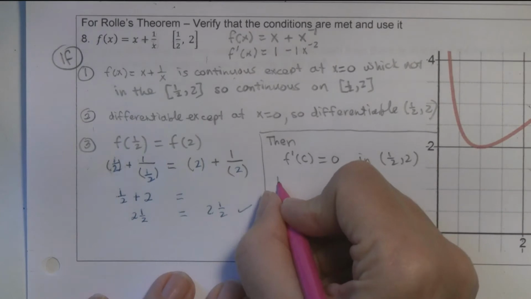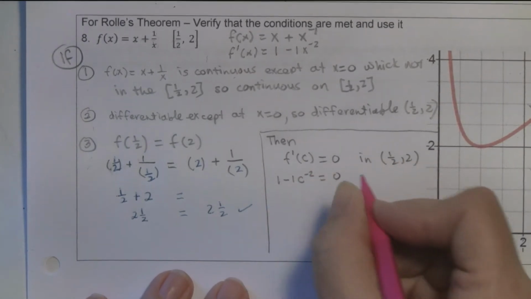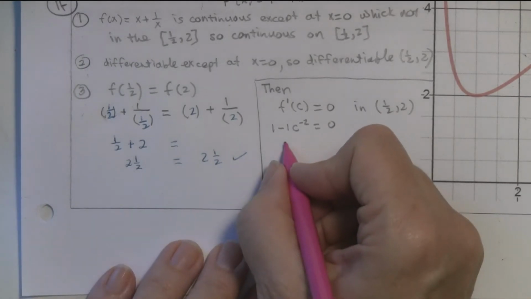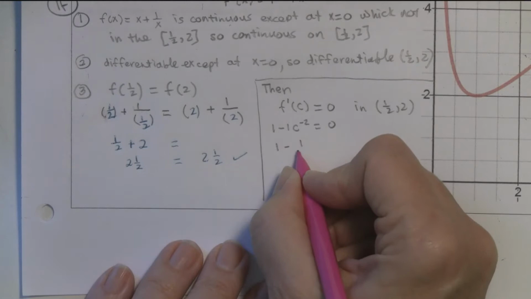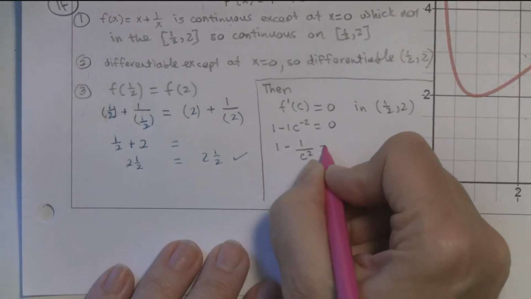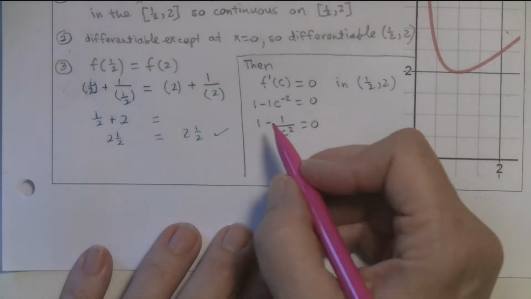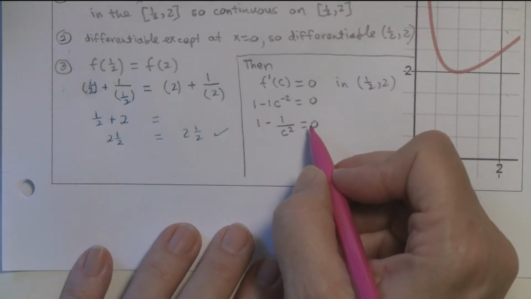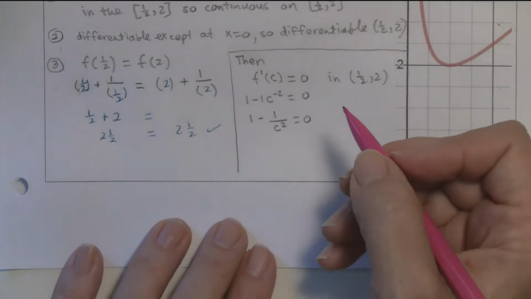So this is 1 minus 1 c to the negative 2 equals 0, which to solve it would maybe be better for me if I wrote this as 1 minus 1 over c to the second, right? And I want to solve for c. Your choice on how you solve for c. Do you add the 1 or subtract the 1 to the other side, or add the 1 over c to the other side and then cross multiply?